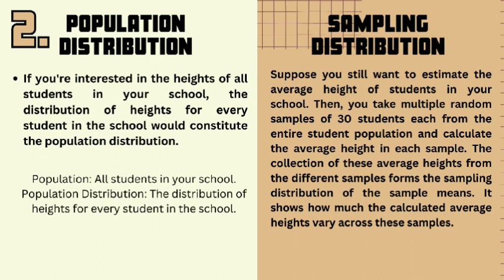Ang collection of the average heights nga ako makuha from the different samples, maoy mupurma sa sampling distribution of the sample mean. Sample mean kay mean man ang gigamit, average ang gipangita. So, this shows how much the calculated average heights vary across these samples. So, in summary, the difference between population distribution and the sampling distribution is that the population distribution encompasses all data points in a population, and the sampling distribution pertains to the distribution of sample statistics obtained from multiple samples drawn from a population.